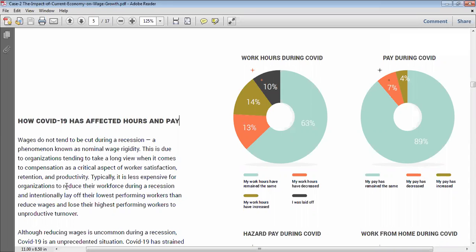Typically it is less expensive for organizations to reduce their workforce during a recession and intentionally lay off their lowest performing workers than reduce wages and lose their highest performing workers to unproductive turnover. During your selection process they may ask such questions. If you are an HR manager or a compensation manager, what decisions would you take during a recession? You may decide on a pay cut of the existing employees, or lay off the employees whose performance is poor, or consider both. But in whatever situation, you have to justify why you would take that decision.